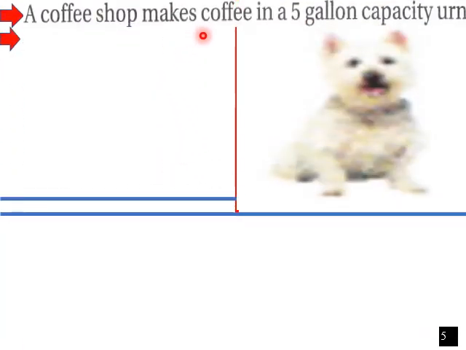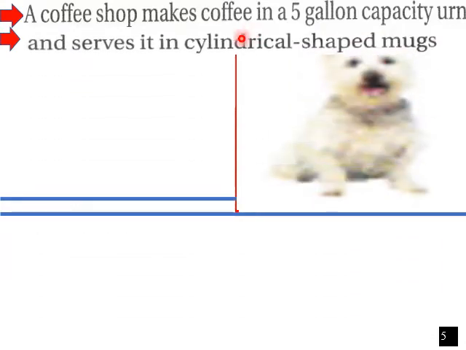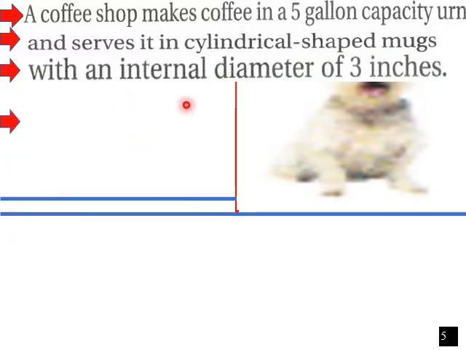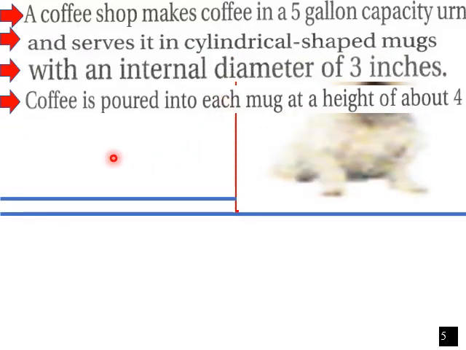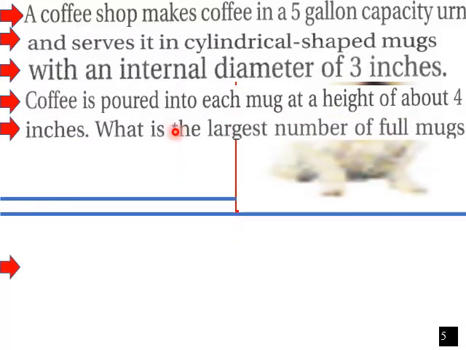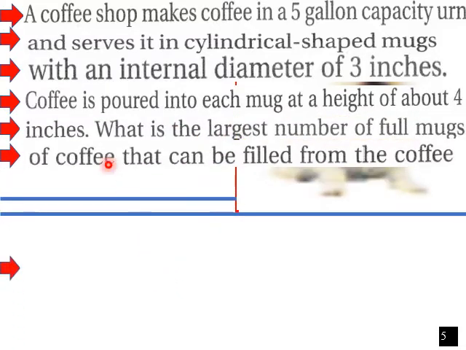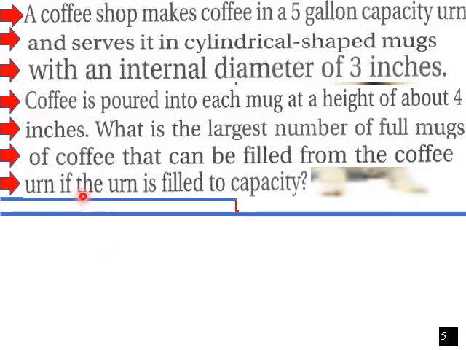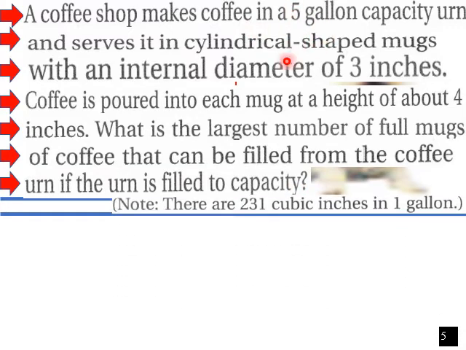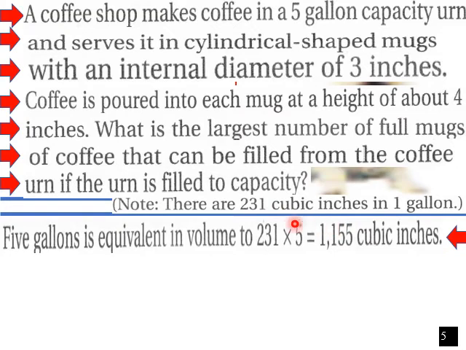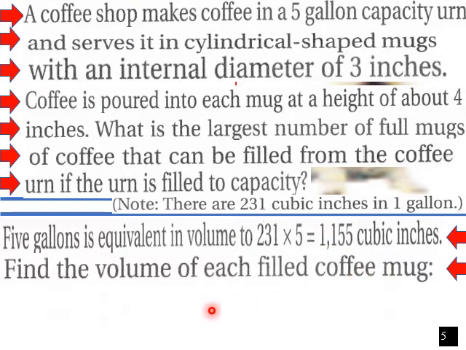A coffee shop makes coffee in a 5-gallon capacity urn and serves it in cylindrical shaped mugs with an internal diameter of 3 inches. Coffee is poured into each mug at a height of about 4 inches. What is the largest number of full mugs of coffee that can be filled from the coffee urn if the urn is filled to capacity? So we have a 5-gallon urn. There are 231 cubic inches in 1 gallon. So 5 gallons will be 1,155 cubic inches.